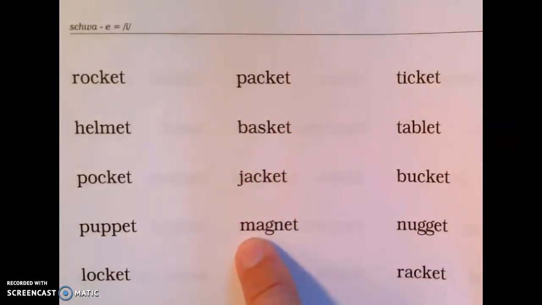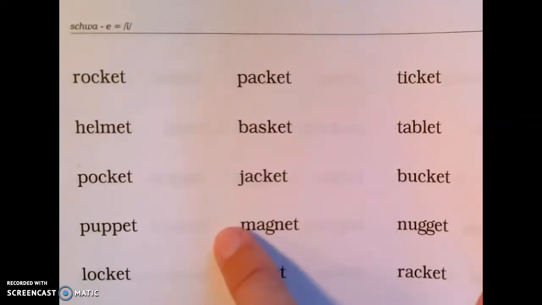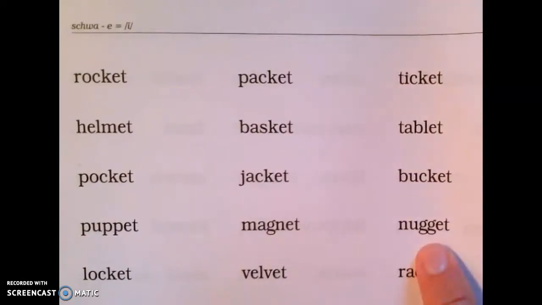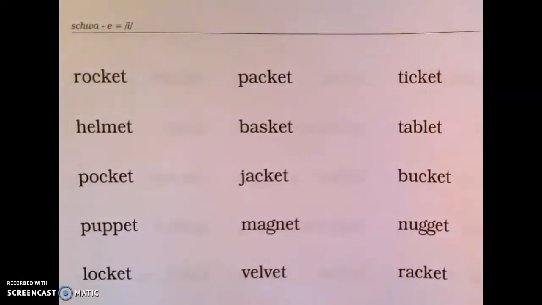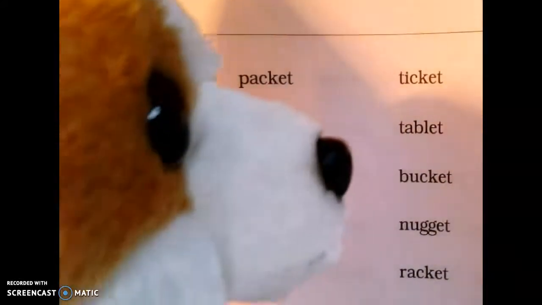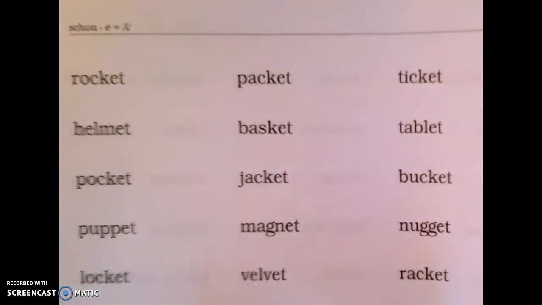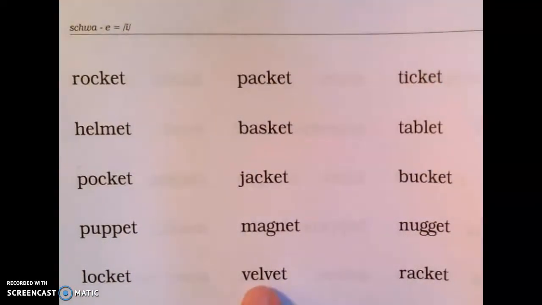Try this one. Magnet. That's right, you guessed it. The name of our class pet. Nugget. Last one. Velvet. Okay, now you're ready to read a full list of words using the same strategy. Separate syllables, put them together.